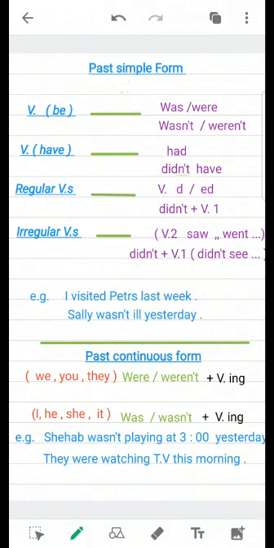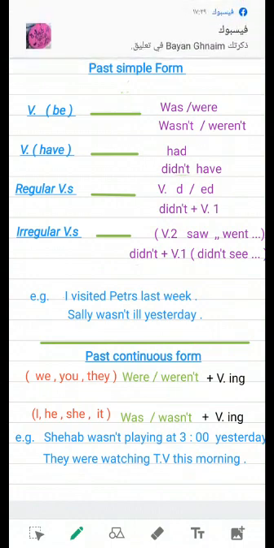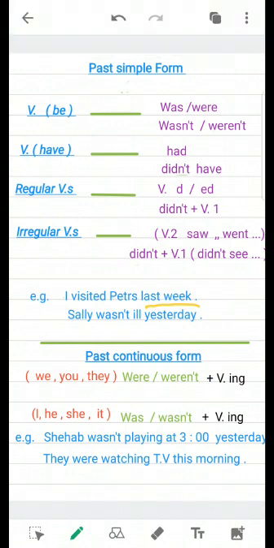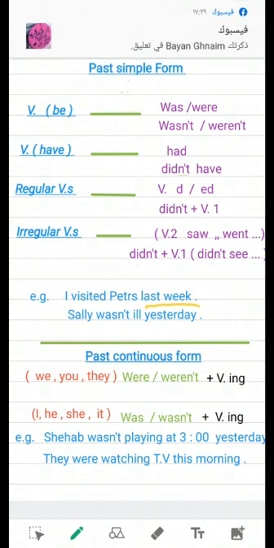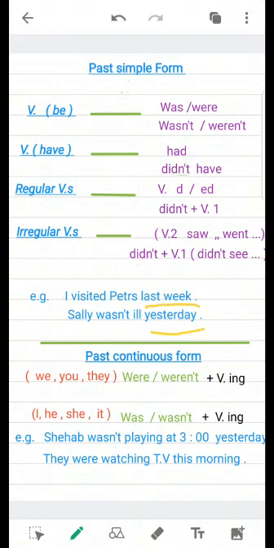Examples: I visited Petra last week. Here we have last week. Last week is a key word to the simple past, مفتاح زمني للماضي البسيط. Yesterday also is a key word to the simple past. So where are the verbs? We have simple past visited, regular, and we have wasn't, the simple past of verb to be, negative, of course.